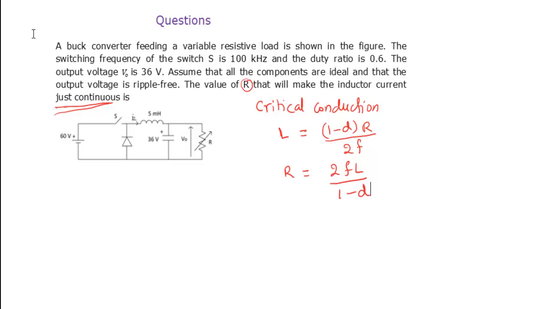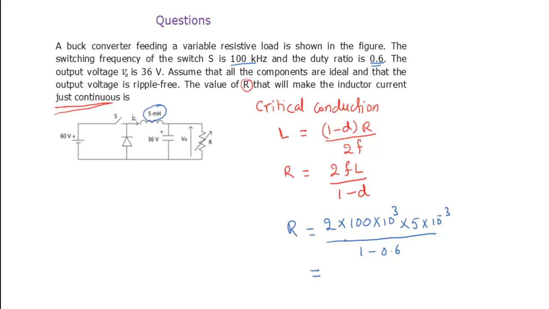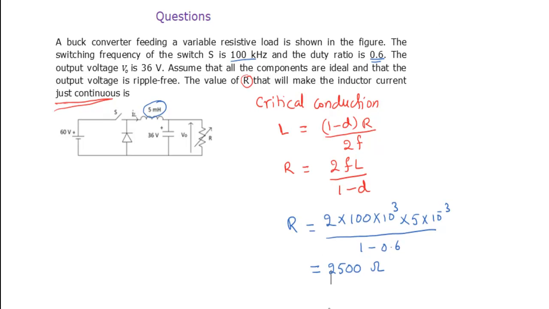Then we need to substitute the values. So R equals 2 into F, which is already given as 100 kHz, into inductance, which is given in the circuit diagram. It is 5 into 10 to the power of minus 3, divided by 1 minus D. D is given as 0.6 here. We need to calculate the resistance value based on this. So it is 2500 ohm.